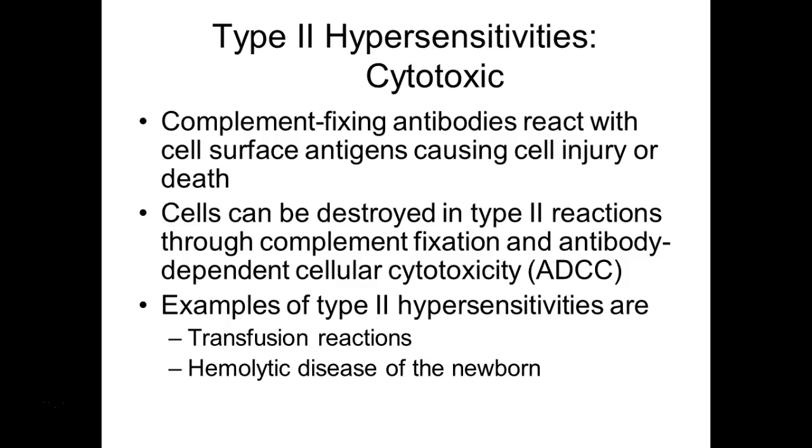As well as both of them can happen with hemolytic disease of the newborn. Because both IgG and IgM can fix complement. But only IgG can do antibody-dependent cellular cytotoxicity. So it depends on which antibody is causing the problem. If it's IgM, only complement fixation is happening. If it's IgG, it could be complement fixation and antibody-dependent cellular cytotoxicity by natural killer cells.